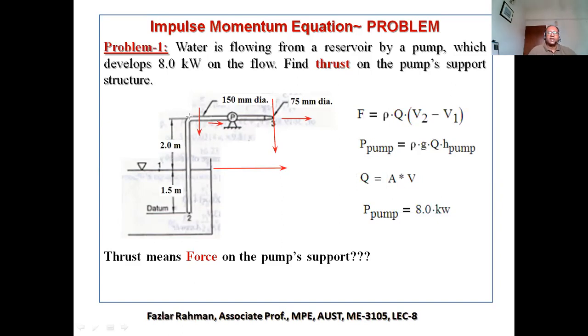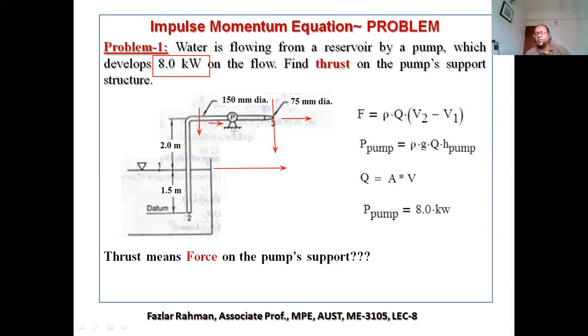So what they're saying: water flowing from a reservoir by a pump, which develops 0.8 kilowatt on the flow. So that means how much power the pump is giving to the fluid, or how much energy the pump is adding to the fluid, is 8 kilowatt. Find the thrust on the pump support. You need to figure out how much thrust will be in the support.